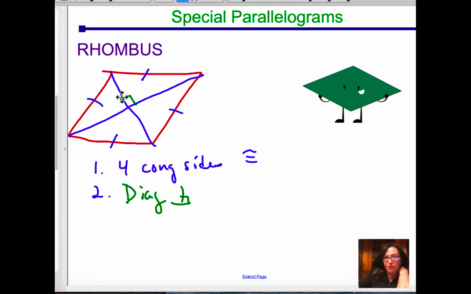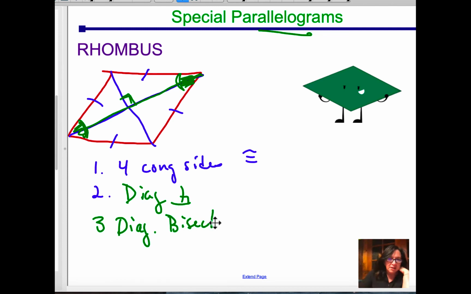You could also say in a rhombus that the angles, right? We already know that these angles are congruent because it's a parallelogram. But in addition to that, the opposite angles are bisected by the diagonals. So not only are the diagonals perpendicular, but the diagonals bisect each opposite angle. Okay, so that's kind of cool as well.